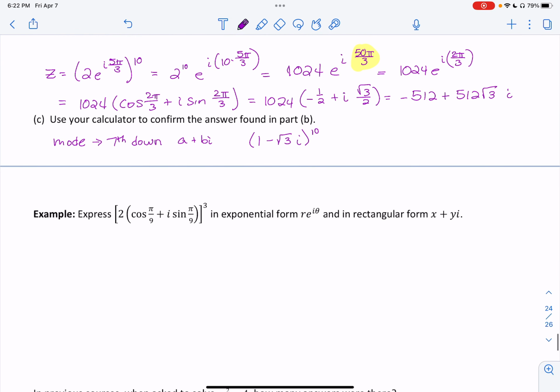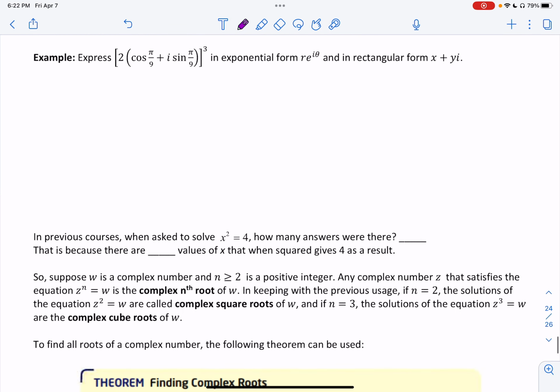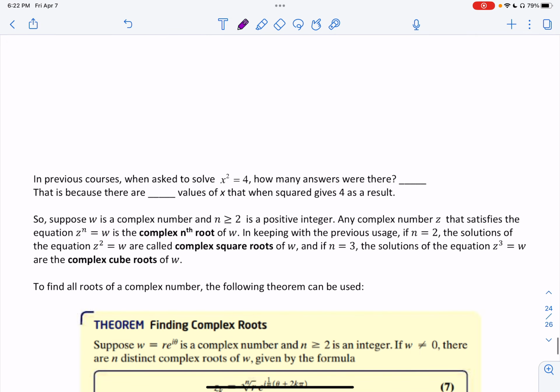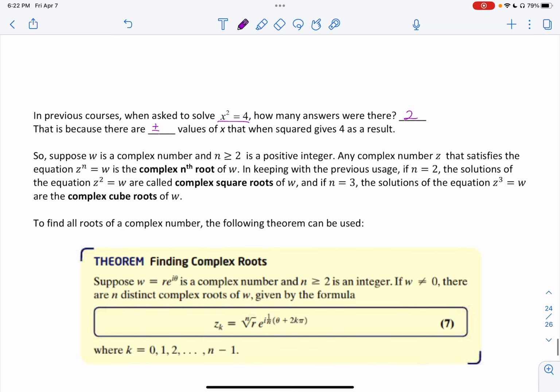I'm going to let you do the next example yourself if you would like to, or we can work on it a bit in class. In previous courses, note that when we're asked to solve x squared equals 4, we end up with 2 answers, right? That's because we have the plus or minus values of x, where plus or minus 2, when squared, is equal to 4.